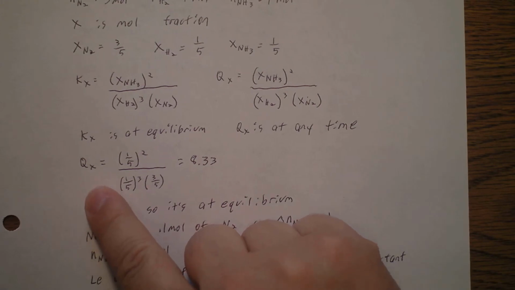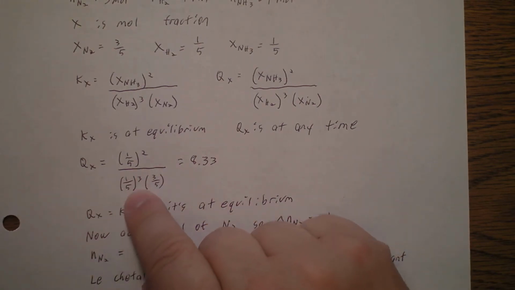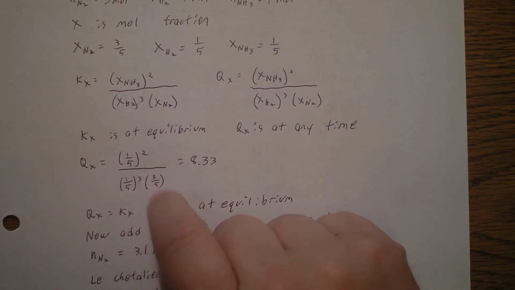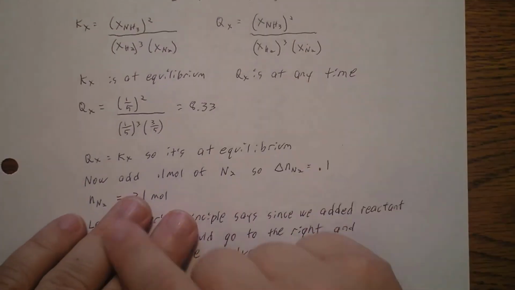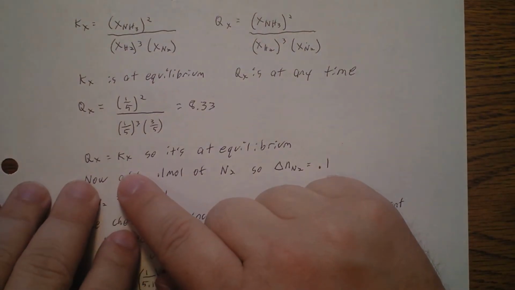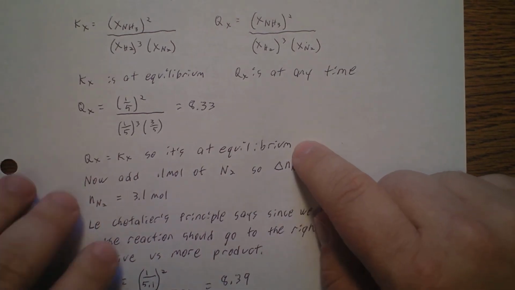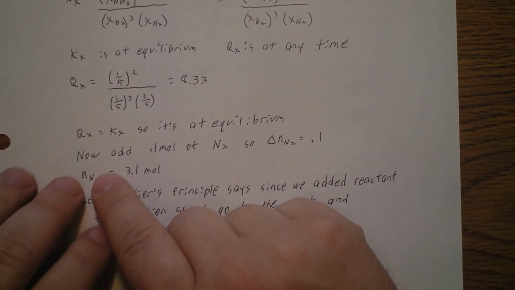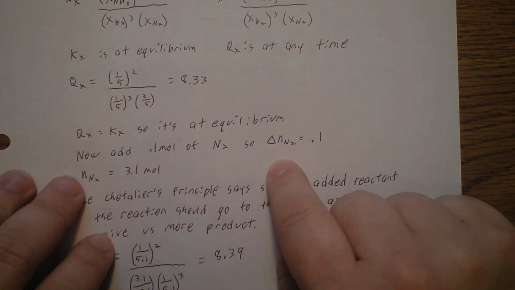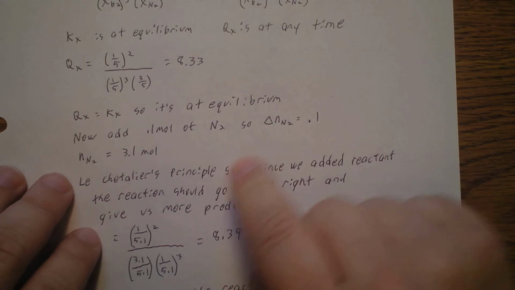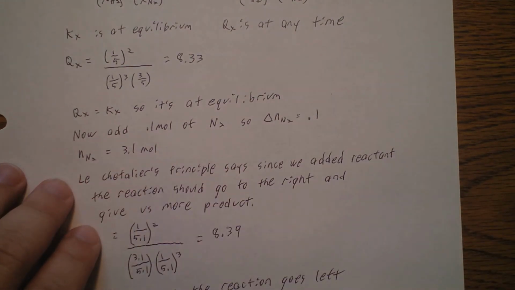So Qx, this is our starting position. We have 1/5 squared over 1/5 to the third power, times 3/5. That gives us 8.33. Now remember, I gave you Kx is equal to 8.33. They're equal to each other, so we started out at equilibrium. Now, let's add 0.1 moles of N2, so that the change in the number of moles of N2 is equal to 0.1. Then that means n of N2 is now 3.1 moles.